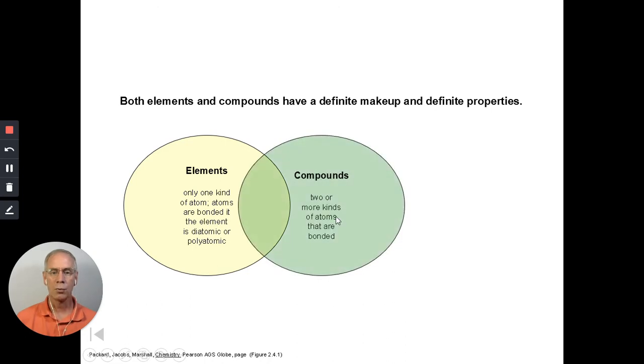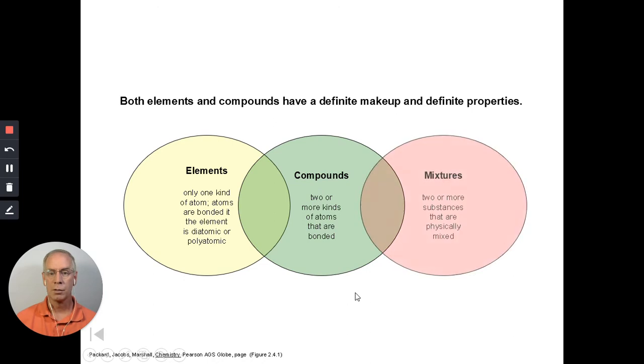Compounds are 2 or more kinds of atoms. That means different elements bonded together. So you can have hydrogen and oxygen bonded together, and that would be H2O. Or you could have tons and tons of things. I don't want to belabor the point right now. The key is, in a compound, there are different atoms, and they are bonded together.